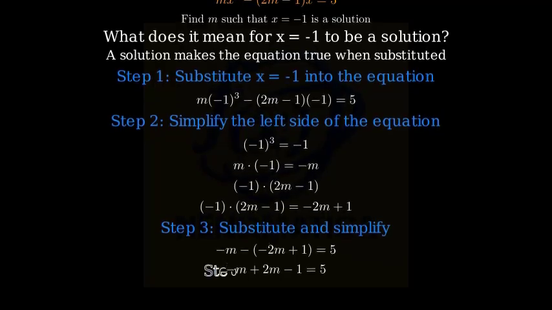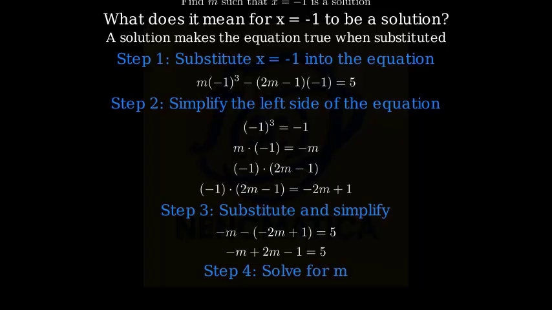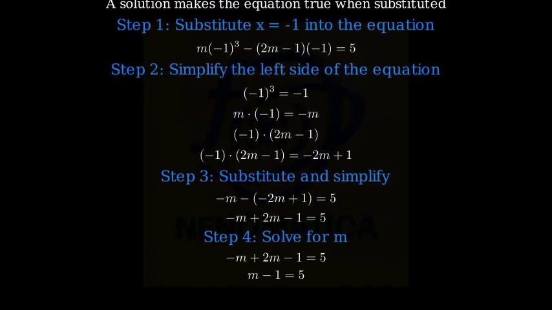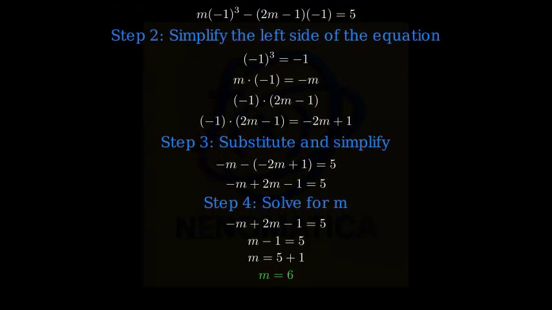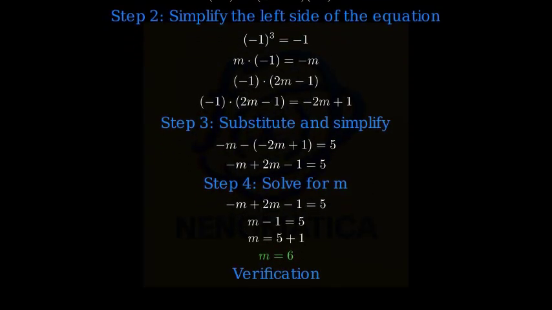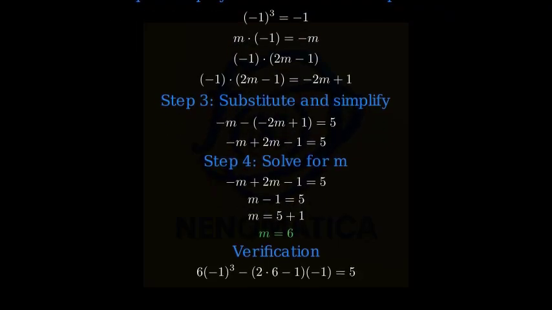Step 4. Let's simplify further and solve for m. Combining like terms, we get m minus 1 equals 5. Adding 1 to both sides, we get m equals 6. Let's verify our answer by substituting m equals 6 and x equals -1 back into the original equation. We have 6 times (-1) cubed minus (2 times 6 minus 1) times (-1) equals 5.